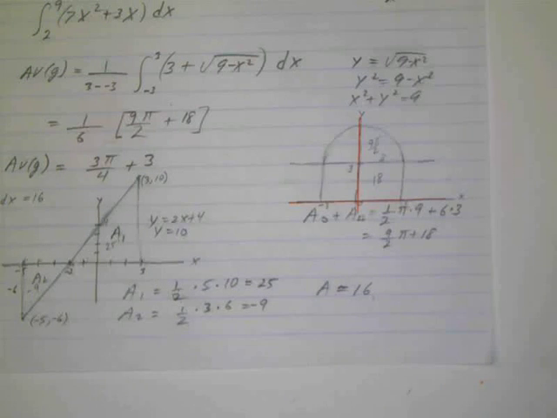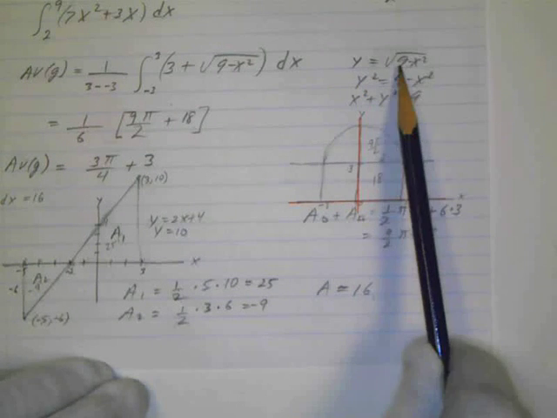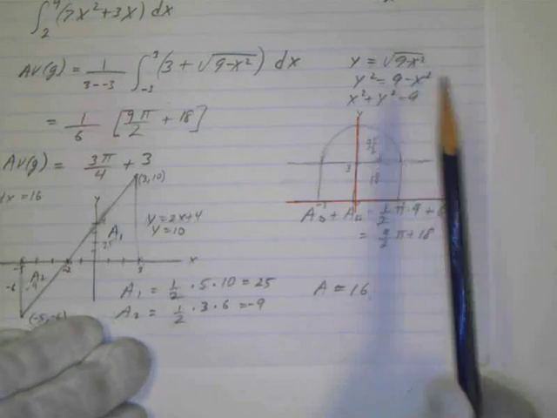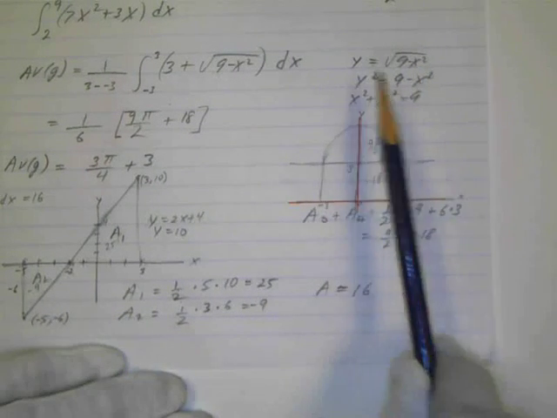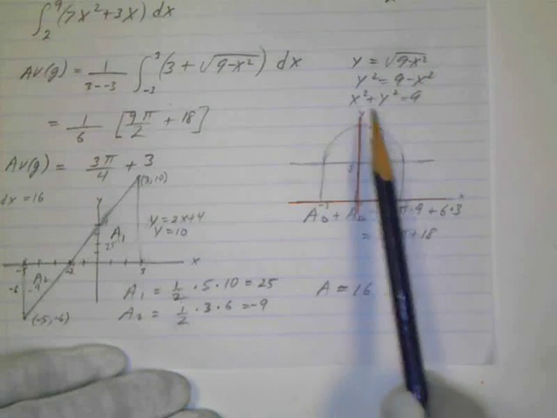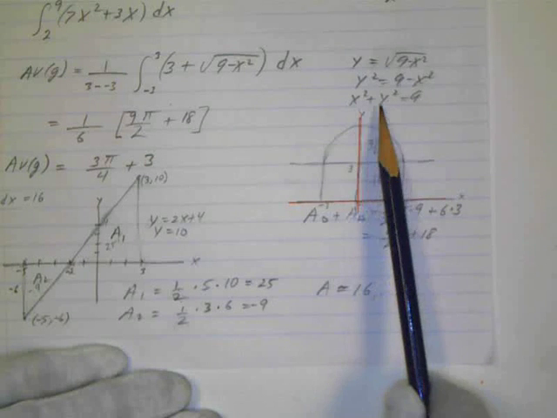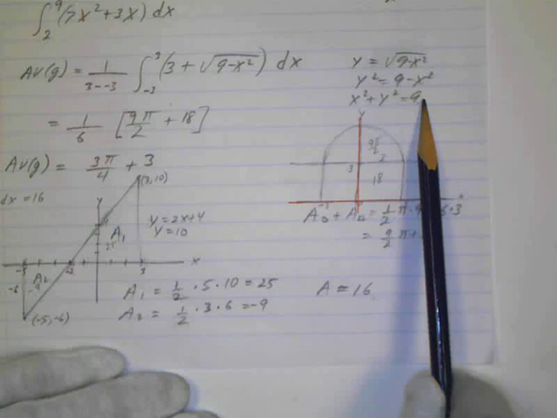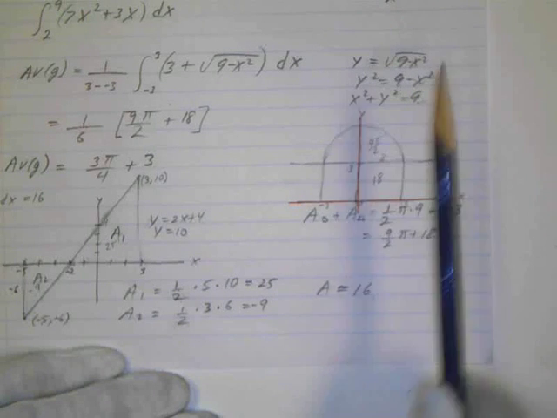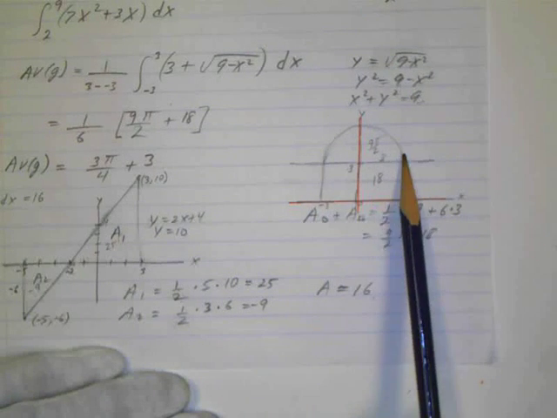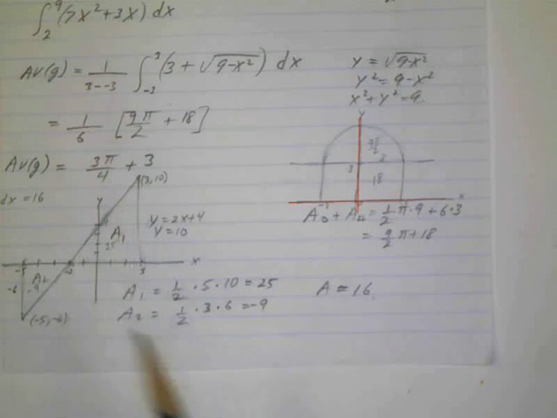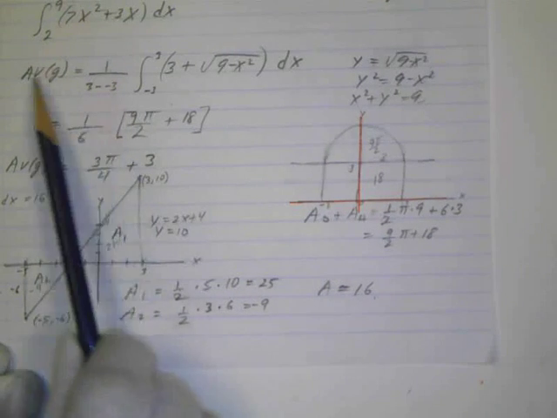If I look at y equals the square root of 9 minus x squared, and I square both sides, I get y squared equals 9 minus x squared. If I add x squared to both sides, I get x squared plus y squared equals 9. And that's going to be a circle whose radius is 3. Since this is the positive part, it's just going to be the upper part of the circle, the semicircle.